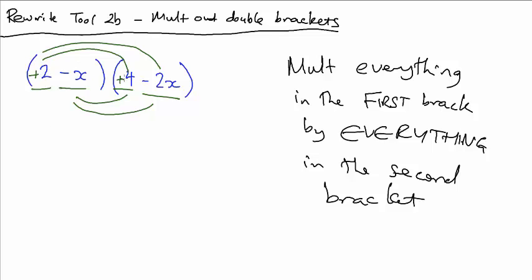Plus 2 times plus 4. Write it down on pen and paper. So plus times plus, we're definitely going to get plus, so we don't need to write that. 2 times 4 gives you 8. So our first thing is 8.